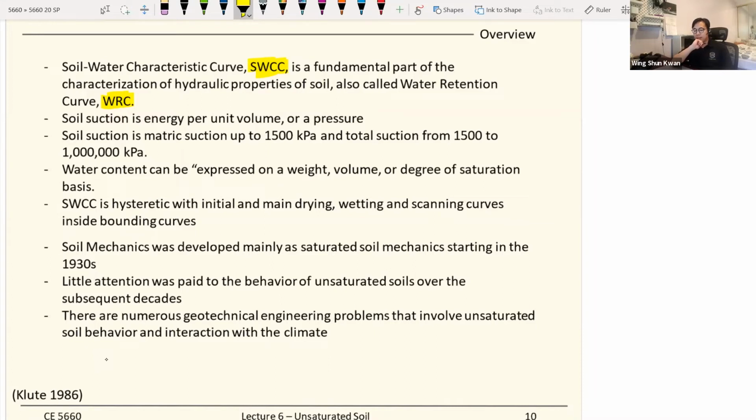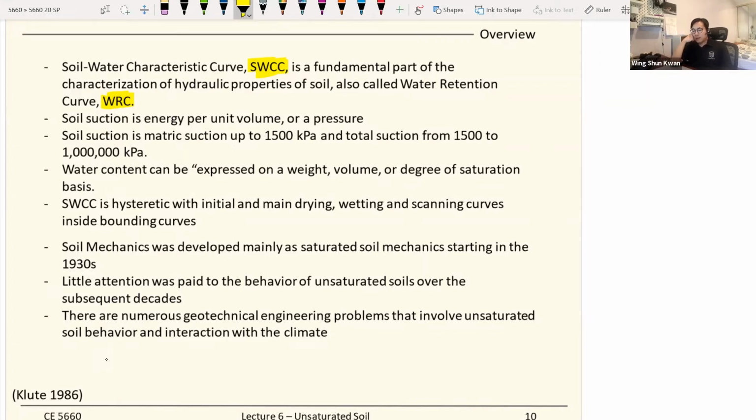Soil suction can be matrix suction. Matrix suction means the capability of soil minerals pulling water; the soil minerals are trying to pull out water. You can go up to like 1,000 or 1,000,000 kilopascals. So the soil suction is very high. It depends on soil type, and that's why it has a potential to store a lot of energy.